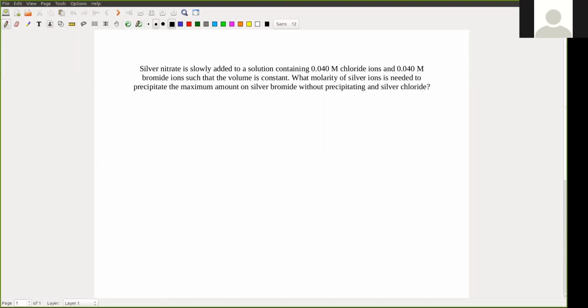So let's get started. The process of fractional precipitation is that you have two ions, either multiple anions or multiple cations, and they'll react with a corresponding cation or anion respectively to precipitate out of solution. You want to precipitate one but not the other. In this case, we want to take out all the bromide from the solution.